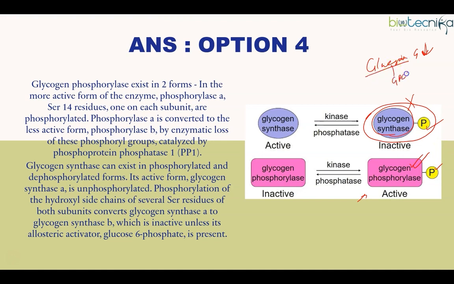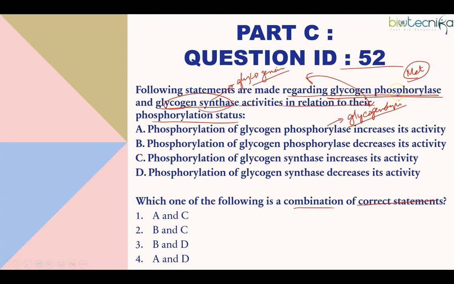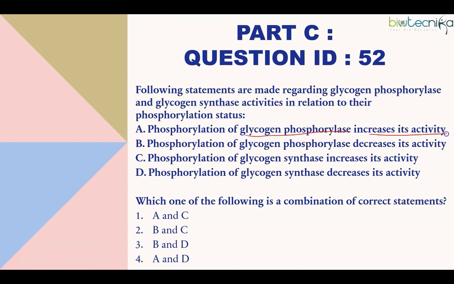It activates a GPCR signaling, and with that adenylate cyclase and cyclic AMP and PKA, protein kinase A, it gets phosphorylated, but the behavior upon phosphorylation is different. Glycogen phosphorylase is activated when it is phosphorylated, and glycogen synthase, when it is phosphorylated, becomes inactive. So based on that, what is correct? Phosphorylation of glycogen phosphorylase makes it active, so increases its activity. This is correct. And phosphorylation of glycogen synthase inhibits its activity, so decreases its activity. So A and D, option 4 is the right answer.